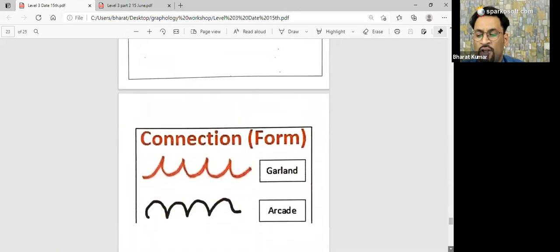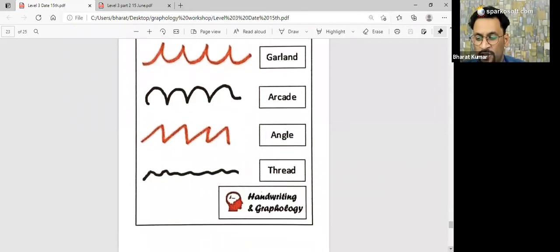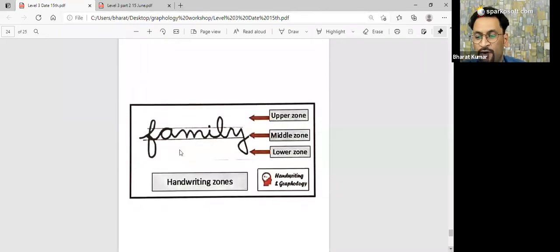Now, how is your client going to connect words? Using Garland method, arcade method, angle method, or thread method. You can check here. Check this word. I got this line. F is written in upper, middle, and lower zone. A, M, I in middle zone. L in upper and middle zone. Y is in middle and lower zone. In this way, you can find out. I got this slide here only.